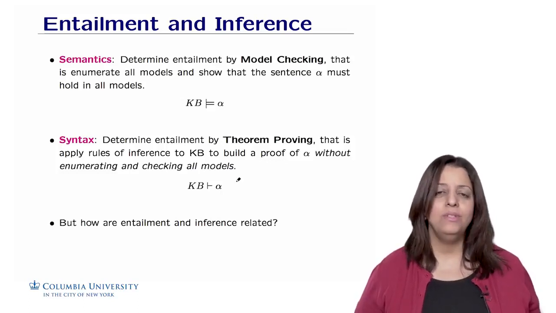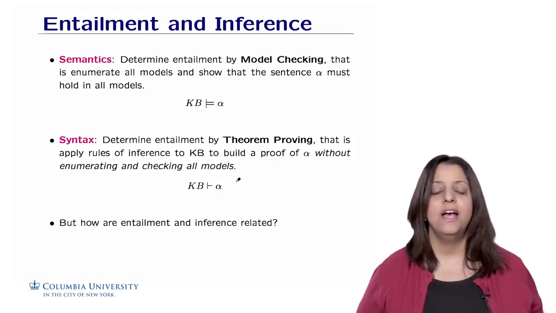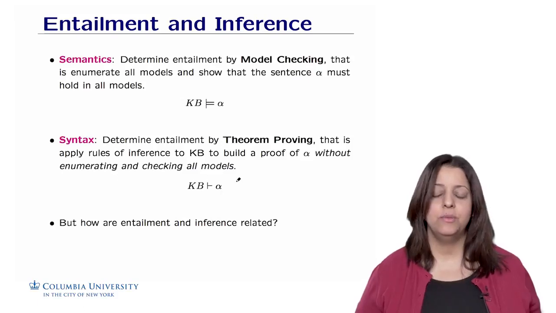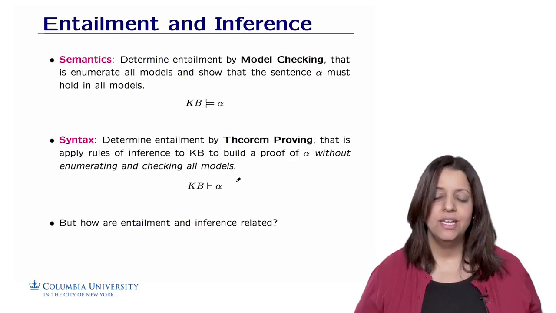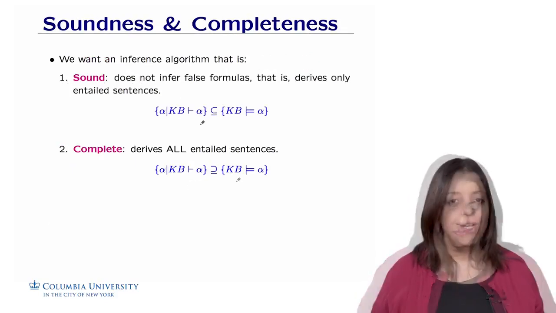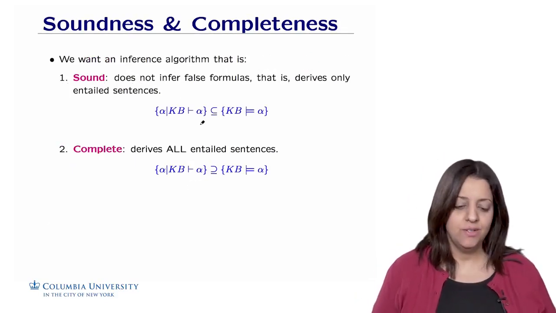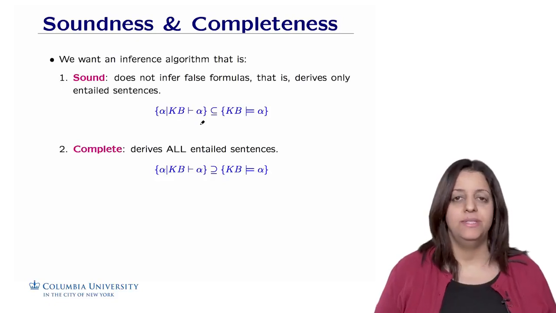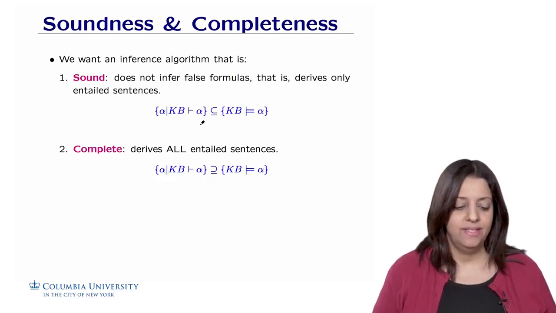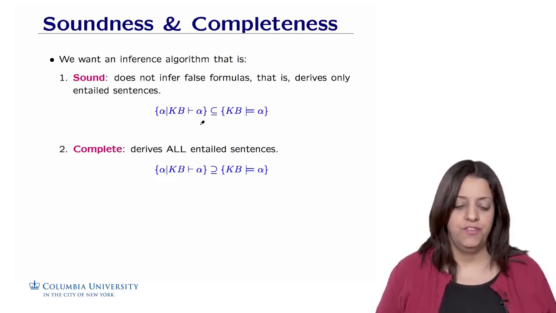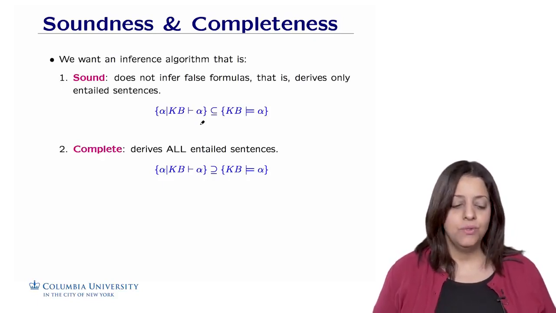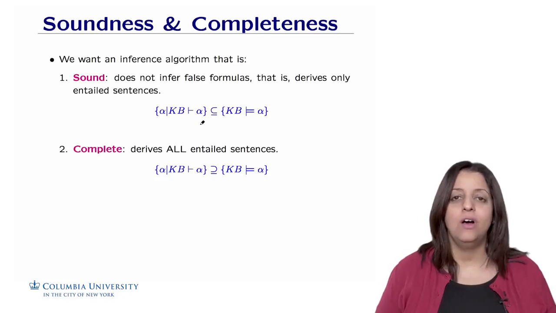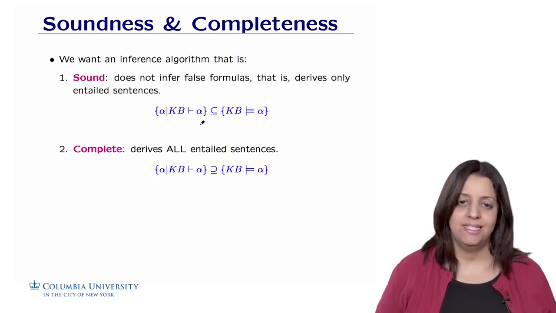But how are entailment and inference related to each other? This is an important question to understand how these two aspects can be put forward to build an intelligent agent. So we want to build an inference algorithm that is sound and complete. So soundness refers to what? It refers to the fact that we don't want to infer false formulas. That is, we want to use an inference algorithm that can only derive entailed sentences.